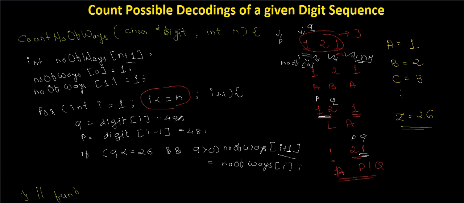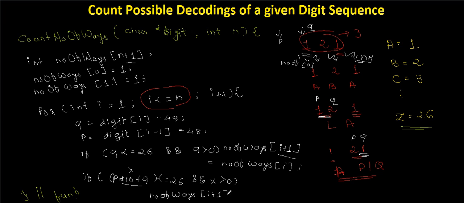Next condition, if p multiplied by 10, p is 1 or 0 in previous condition, plus q, the whole, if it is less than 26, and at the same conditions, let's say x is greater than 0, then what we need to do? Then we can write number of ways I plus 1 plus equal to number of ways I minus 1.